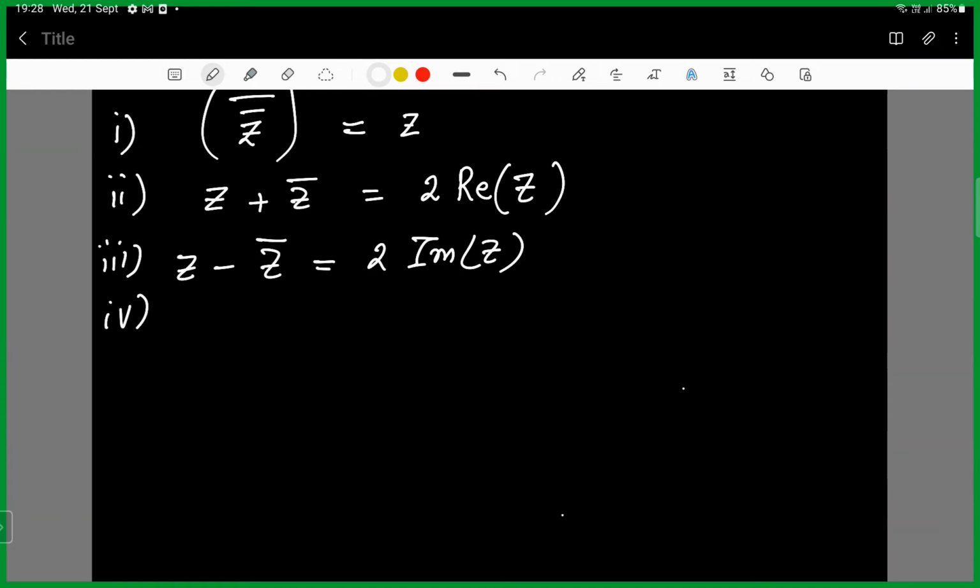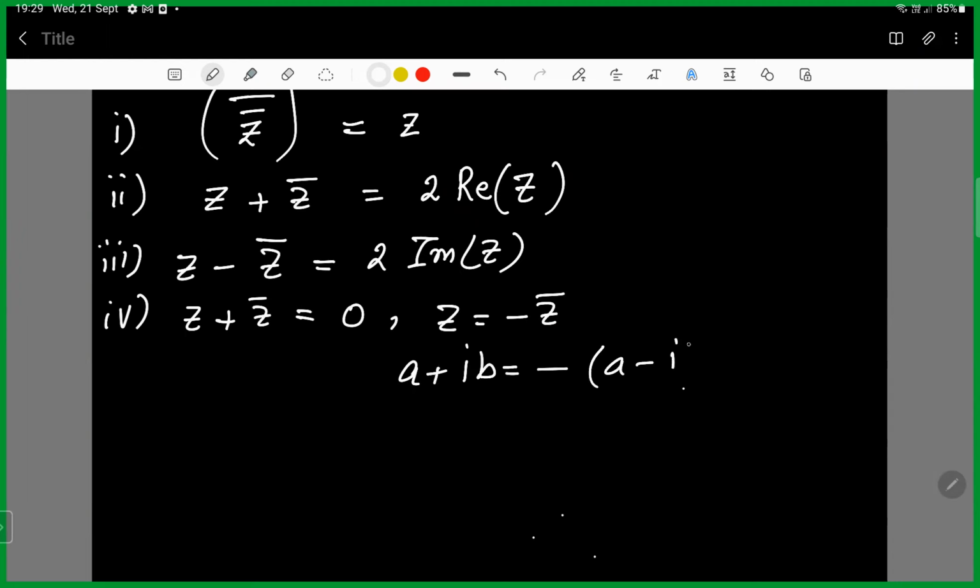Okay. Write down the next property. Suppose z plus z bar is equal to 0. What's the meaning of this? Do it yourself, then you will understand. Z is equal to the negative of its conjugate, right? That means z, just write down a plus iota b, is equal to the negative of a minus iota b, right? Now a plus iota b is equal to minus a plus iota b.